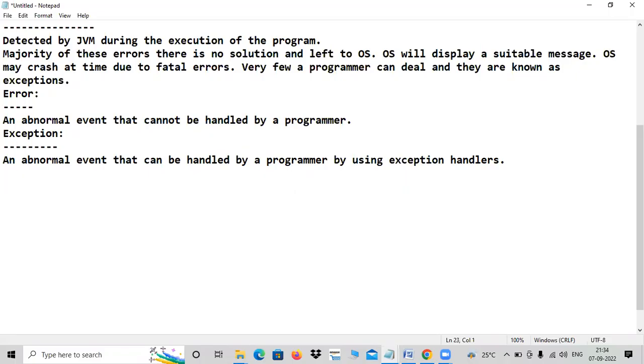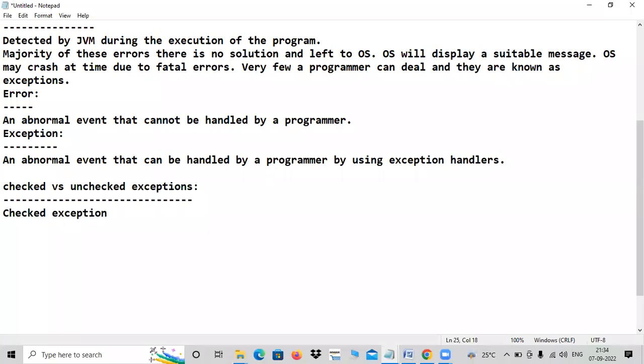One entry question here: checked exceptions versus unchecked exceptions. What is the difference? You heard about this? Checked exceptions are detected by the compiler. This is an interview question again.